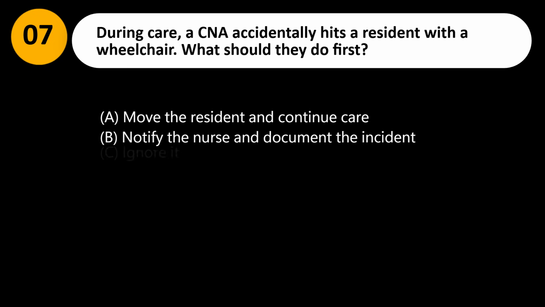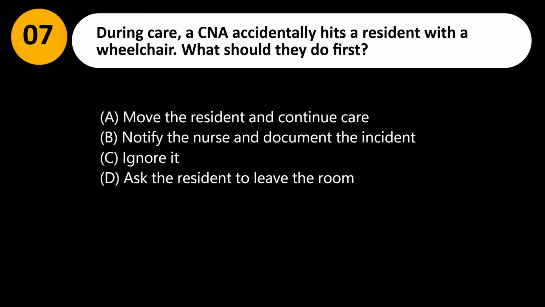During care, a CNA accidentally hits a resident with a wheelchair. What should they do first? A. Move the resident and continue care. B. Notify the nurse and document the incident. C. Ignore it. D. Ask the resident to leave the room.